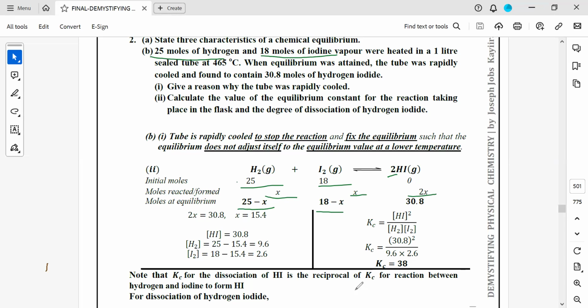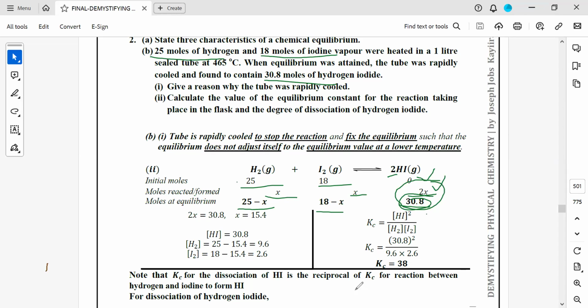And then remember the question gave us the number of moles of hydrogen iodide at equilibrium. So the number of moles of hydrogen iodide at equilibrium is 30.8. So the 30.8 can help us to find the value of X because 2X is equal to what? To 30.8. Because remember, originally, if we had not been given this value, we would have said initial moles plus the what?